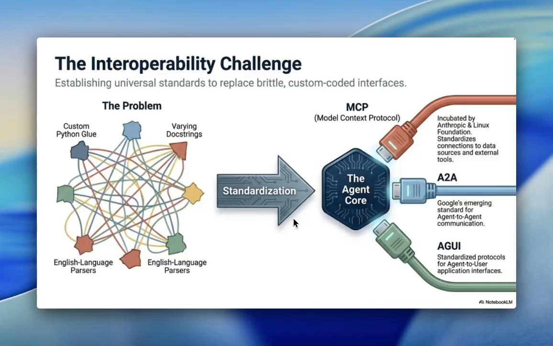The interoperability challenge: establishing a universal standard to replace brittle custom-coded interfaces. The problem: custom Python glue, varying docstrings, English language parsing, English language standardization in the agent code. MCP, the Model Context Protocol, incubated by Anthropic and the Linux Foundation, standardizes connections to data sources and external tools. Google's emerging standard for agent-to-agent communication, and standardized protocols for agent-to-user application interfaces, AGUI.